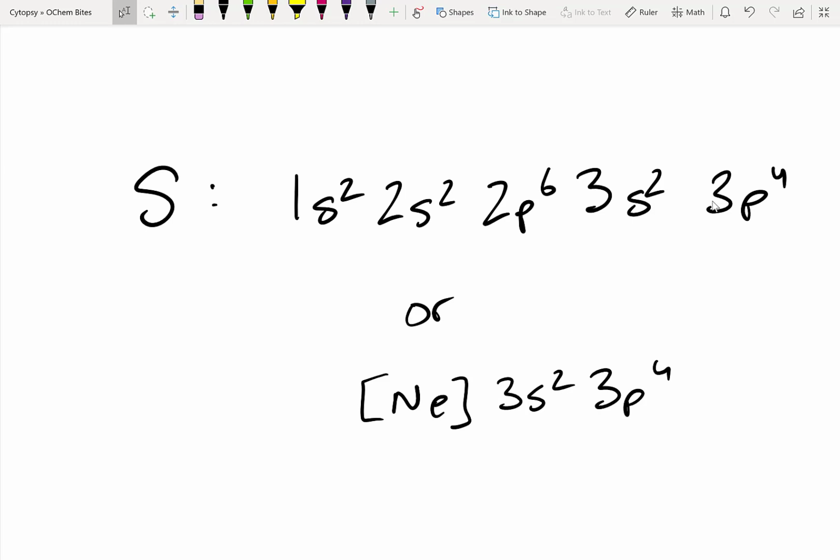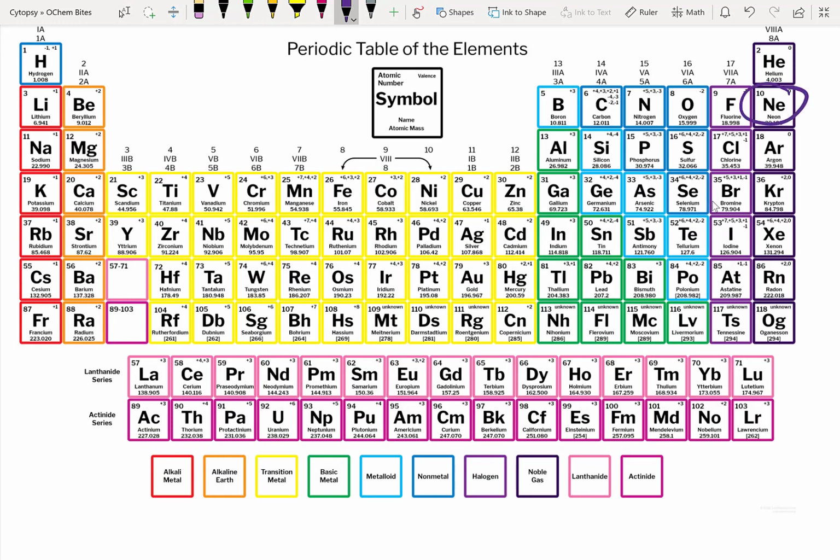You could write the entire electron configuration for sulfur, or you could just use the last noble gas as a starting point. We do that because the noble gases, which are in this column, are extremely stable and have complete sets of electrons. As an example, take a look at helium here. Helium has 1s2 as the electron configuration. It has a full s orbital. Neon here has 2p6. It's a full p orbital. Argon has 3p6 completed. So everything here is very stable.